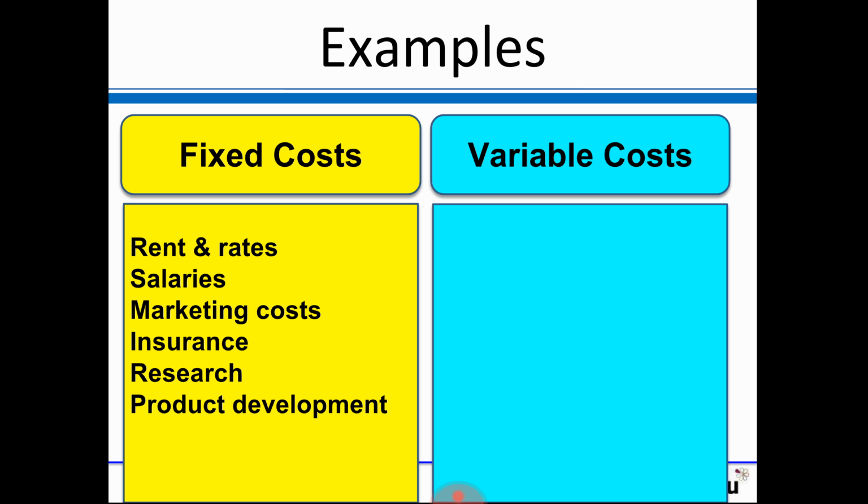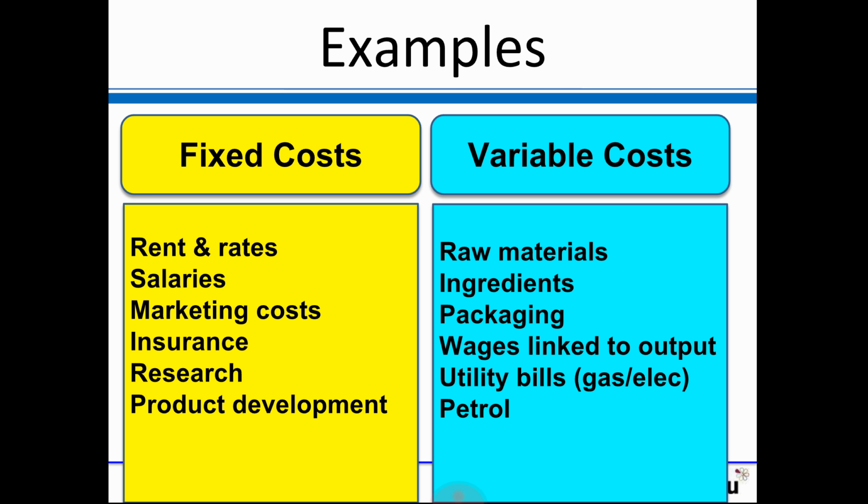They are fixed. On the other hand, examples for variable costs could include things like raw materials, ingredients, packaging, wages linked to output. That means wages for people that are working on products, and the more products that get made, the more wages are paid to those workers. And things like utility bills, so that's gas, electricity, water, and petrol.